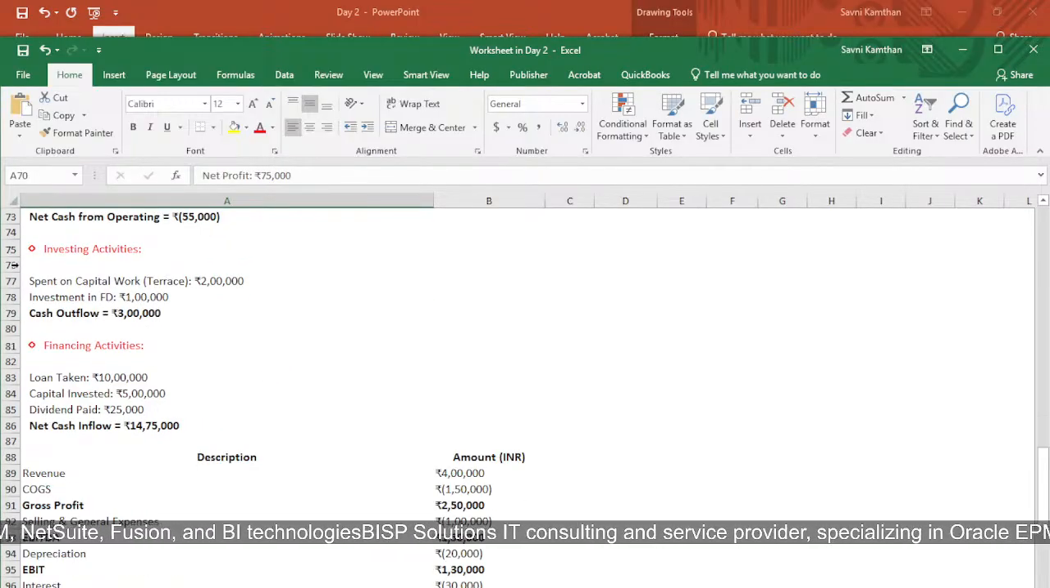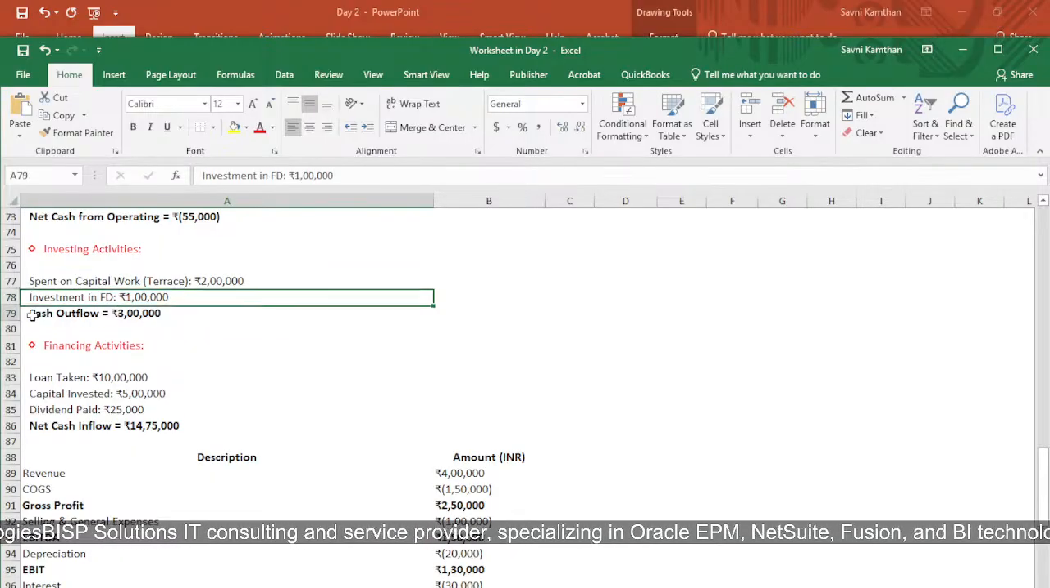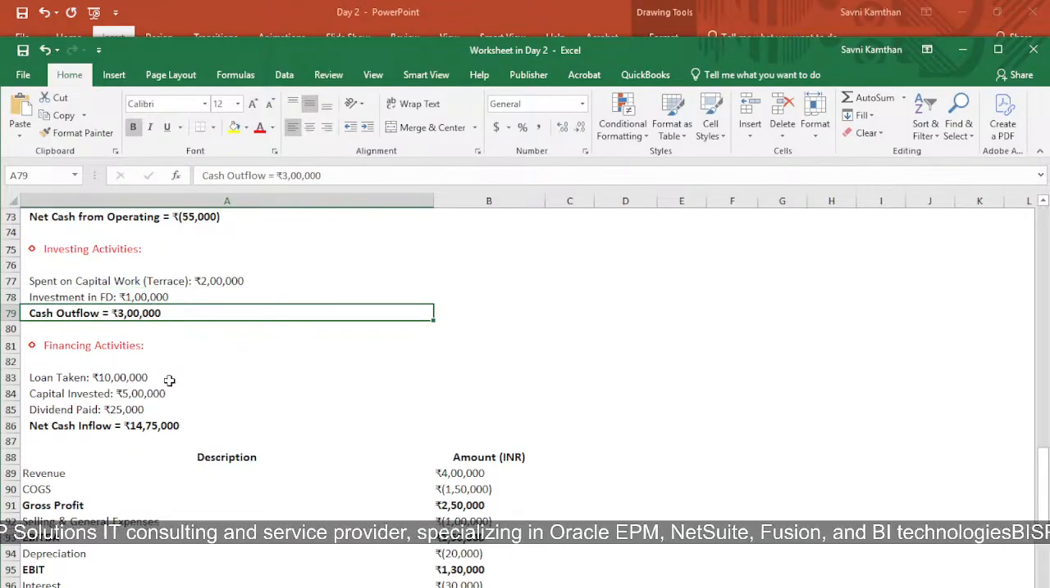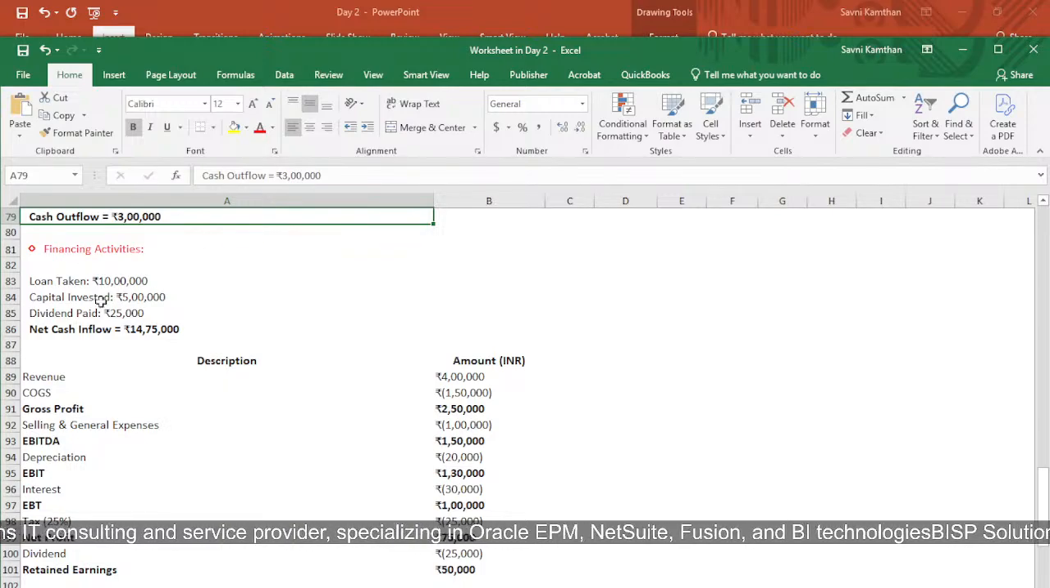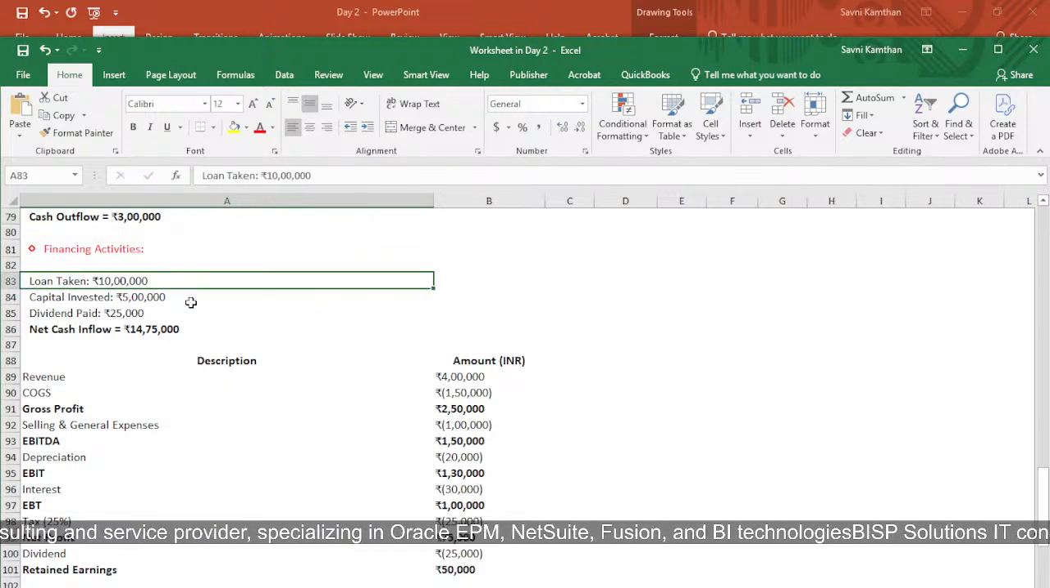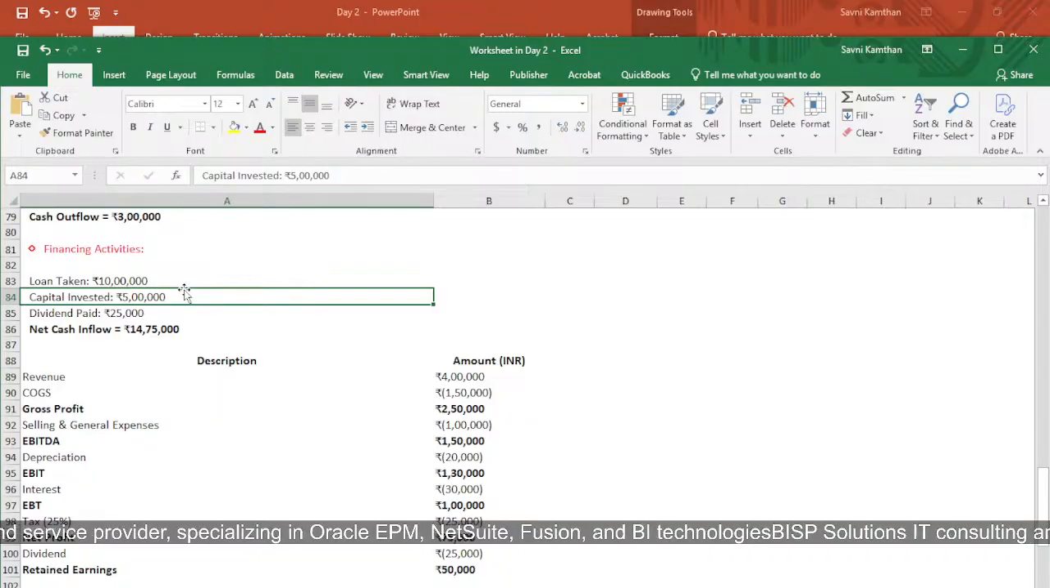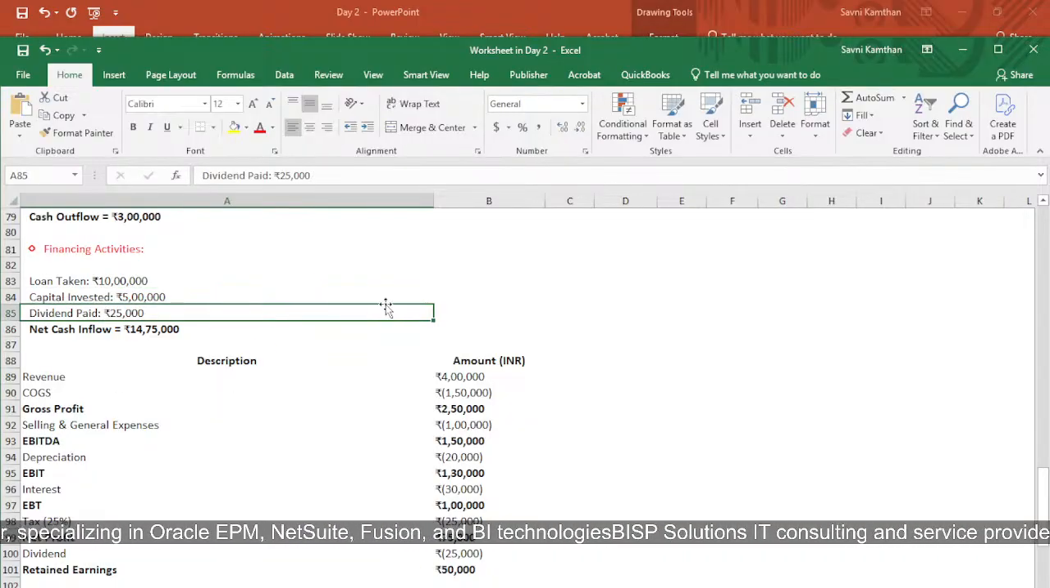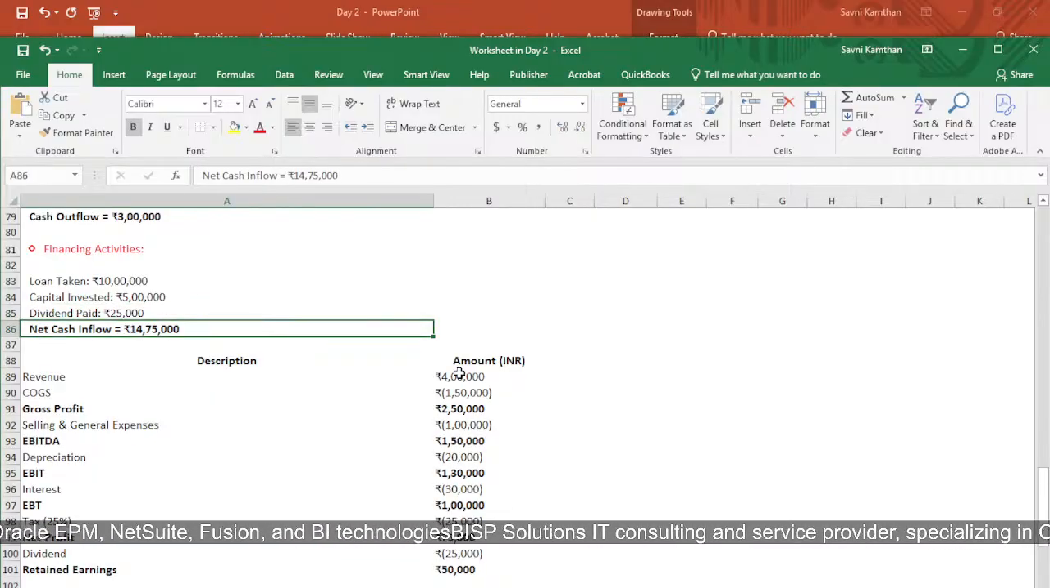Investing activities, where she has spent on capital work, where the terrace is under construction, of 2 lakh rupees. Investment in FD is 1 lakh. So cash outflow is 3 lakh rupees. Financing activities, where the loan taken from the bank is 10 lakh, capital invested from her savings is 5 lakh, and dividend she has paid to her shareholders is 25,000. So net cash flow is 14,75,000.